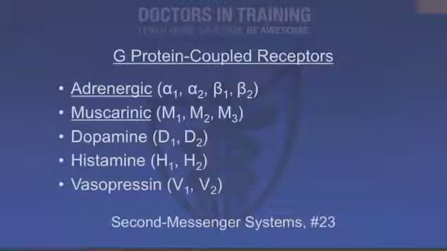We're going to talk about 13 different receptors that are linked to G proteins. We're just going to mention them briefly here. The adrenergic receptors are alpha 1, alpha 2, beta 1, and beta 2. The muscarinic receptors are M1, M2, and M3. Dopamine receptors are D1 and D2. Histamine receptors are H1 and H2. And vasopressin receptors are V1 and V2.